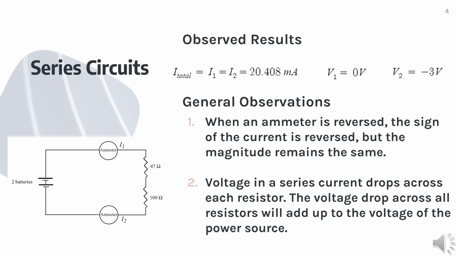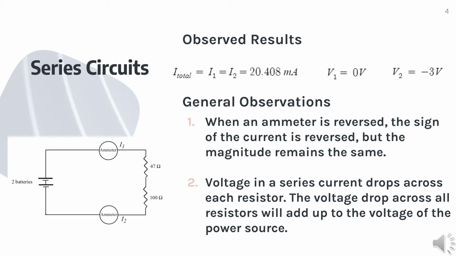I discovered that, number 1, when an ammeter is reversed, the sign of the current is reversed, but the magnitude remains the same. Number 2, voltage in a series circuit drops across each resistor. The voltage drop across all resistors will add up to the voltage of the power source.